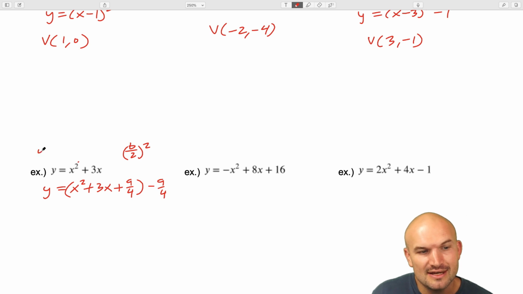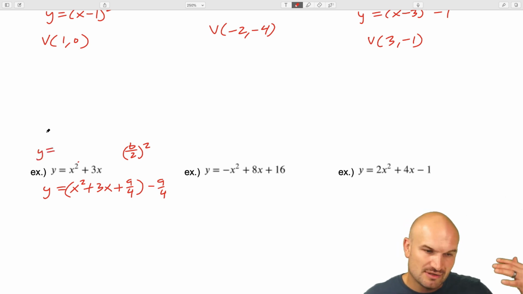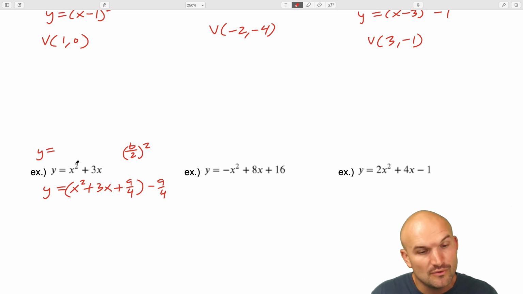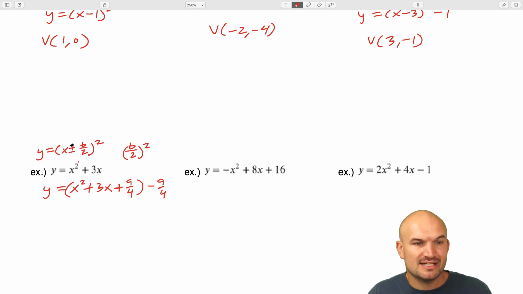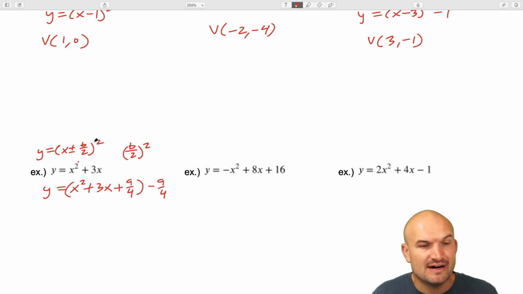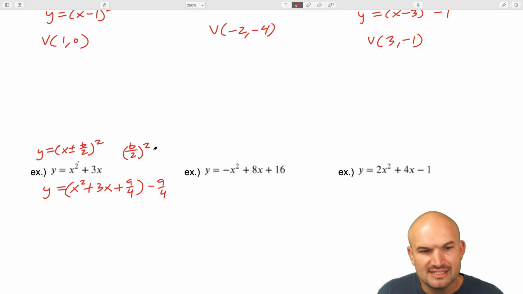And the simple answer is, rather than trying to think of what two numbers multiply to give you 9/4 and add to give you 3, you can also think about this as a binomial squared as x plus or minus the b divided by 2 squared. So if your b divided by 2 is positive, then the binomial squared is going to be x plus b/2. If your b divided by 2 is negative, then it'd be x minus b divided by 2 squared. So my b divided by 2 in this case was 3/2 quantity squared. So the factored form is going to be y equals x plus 3/2 quantity squared minus 9/4.